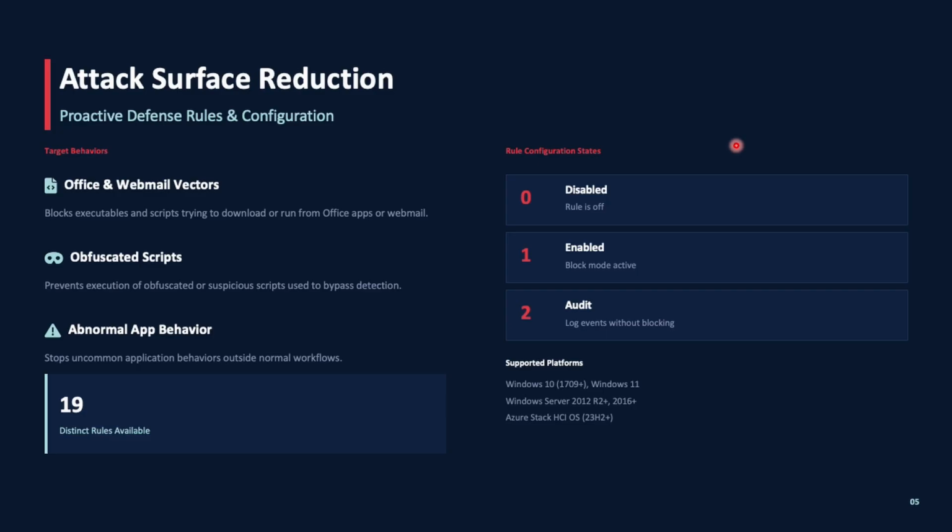Now, after that, we will be checking attack surface reduction, where we'll see how this proactive approach of protection works. So we are going to enable, or you can say configure, attack surface reduction rules on our system, and then we'll test how this will protect if any malicious things are happening on your computer. Like if something is being executed from Office or webmail, or maybe an obfuscated script, or maybe abnormal application behavior, all of this can be detected. So far we have 19 detection rules available, and we will configure and check how we can get a benefit from here.